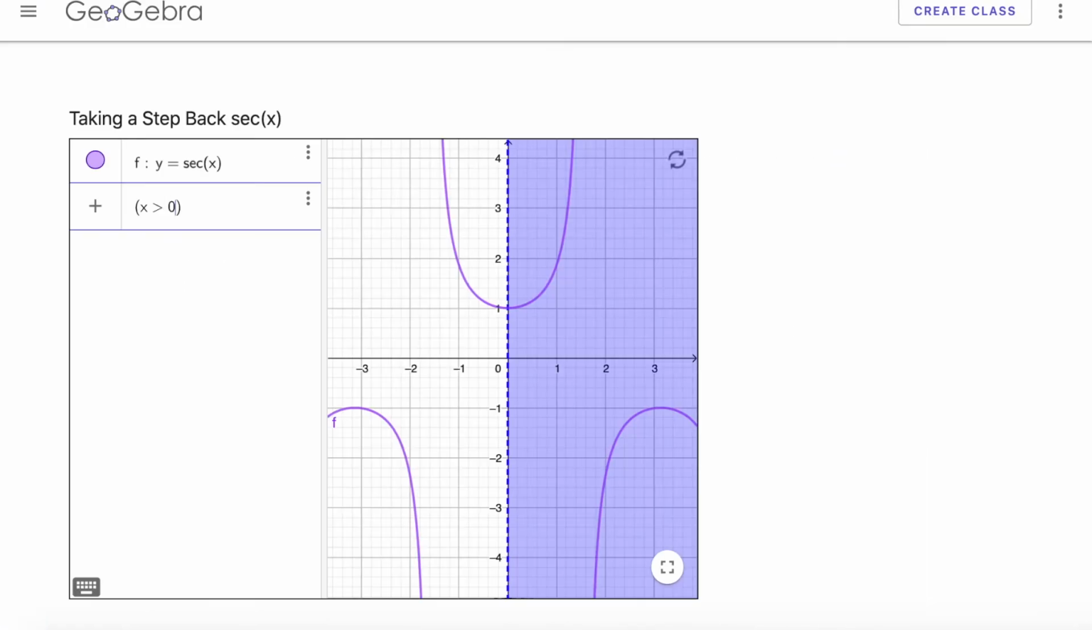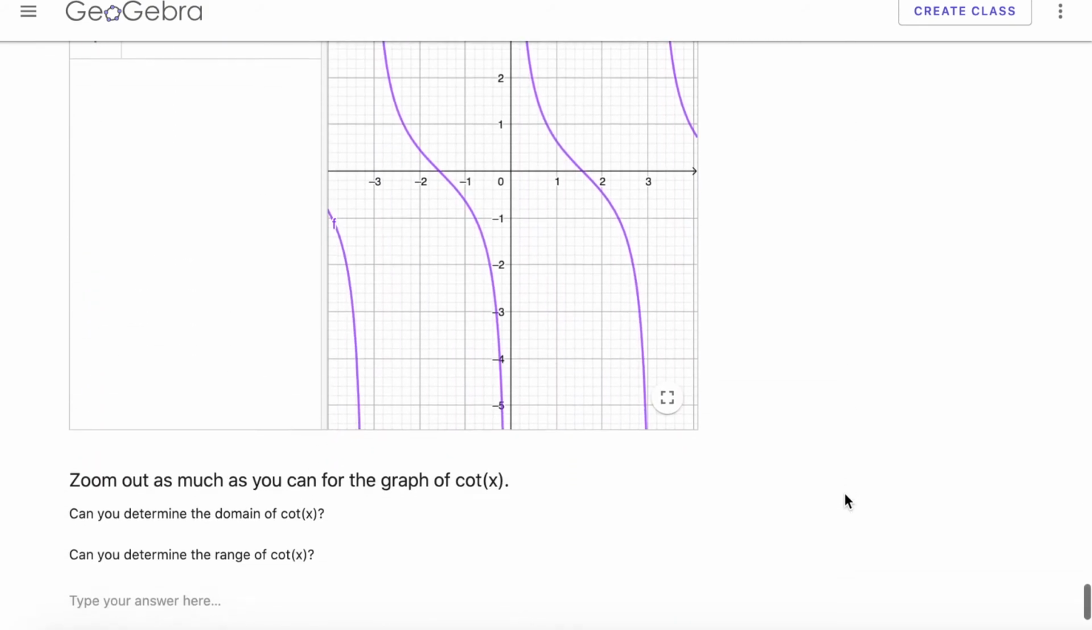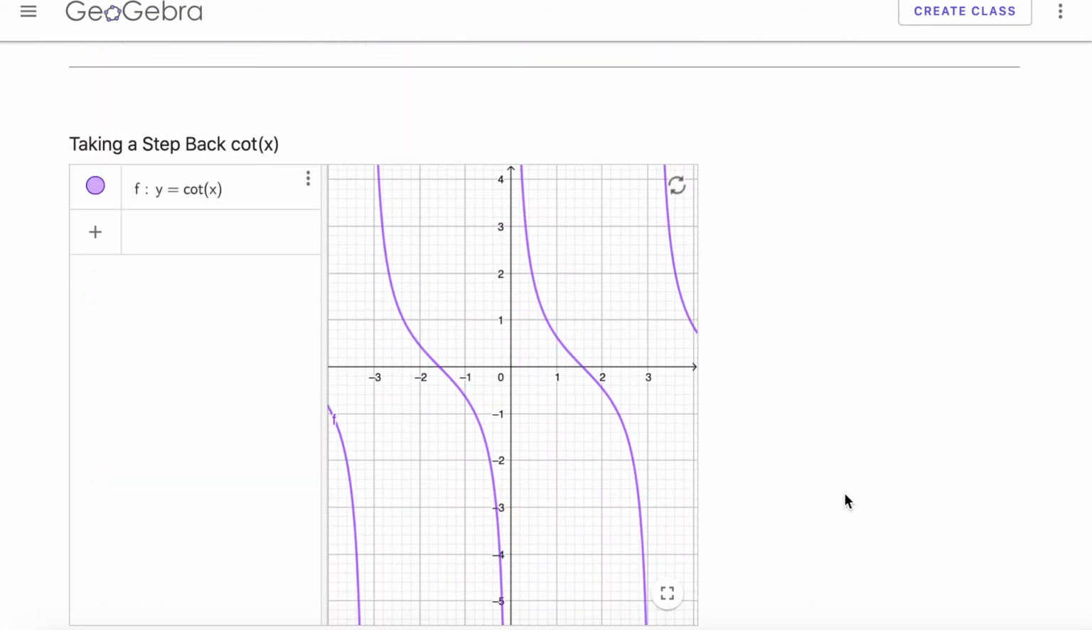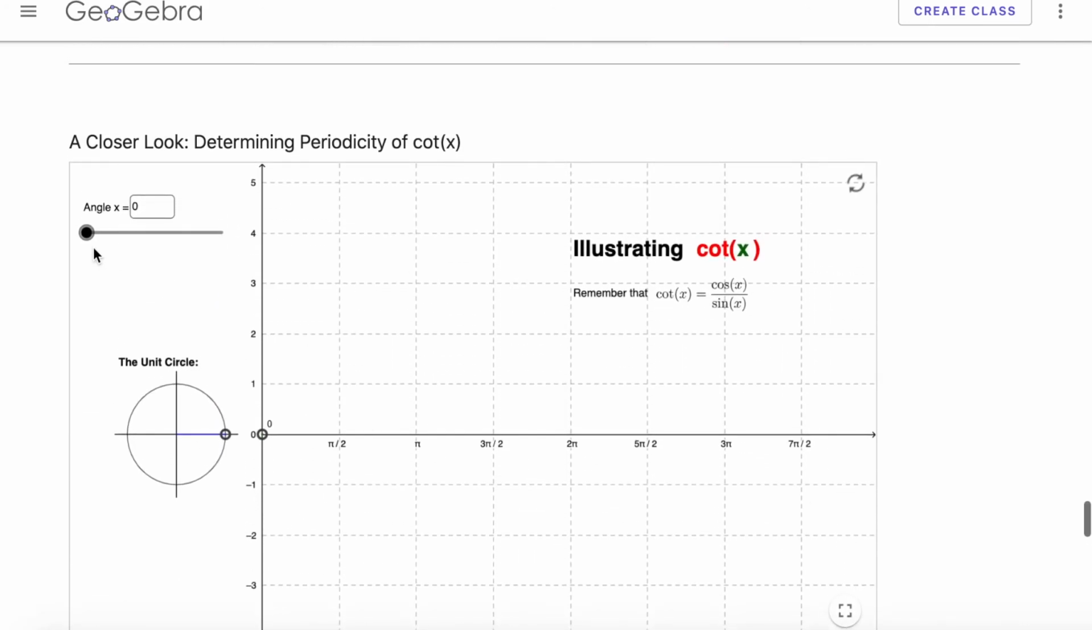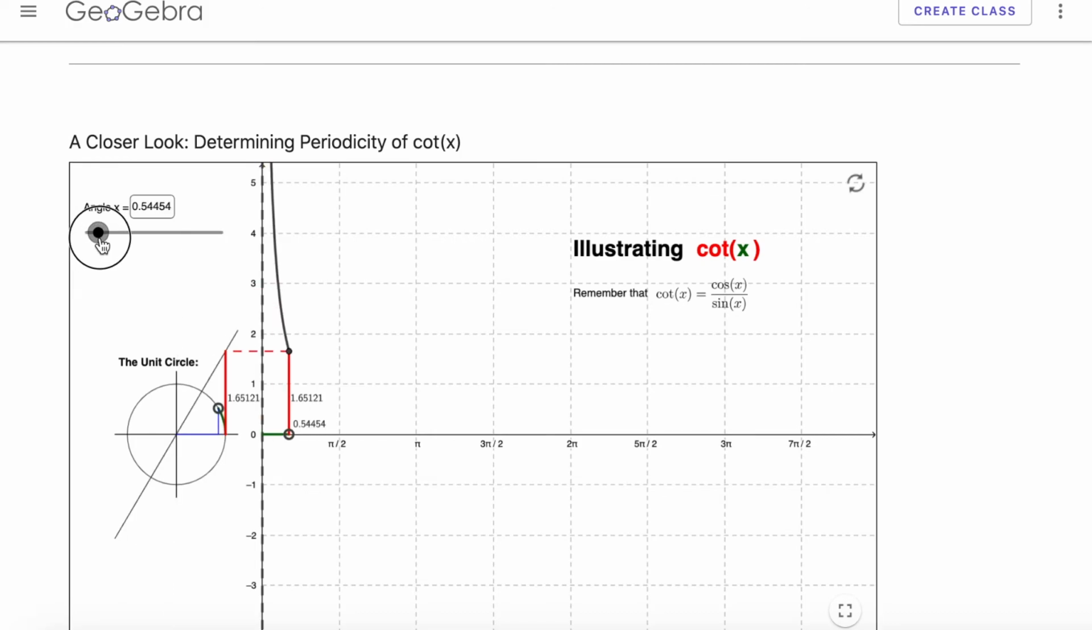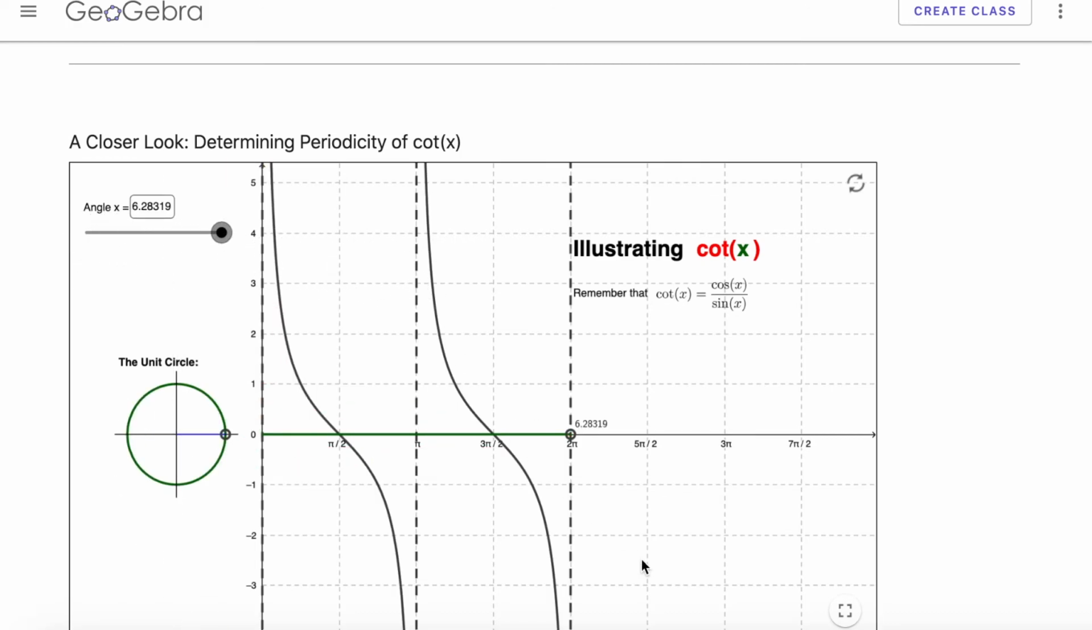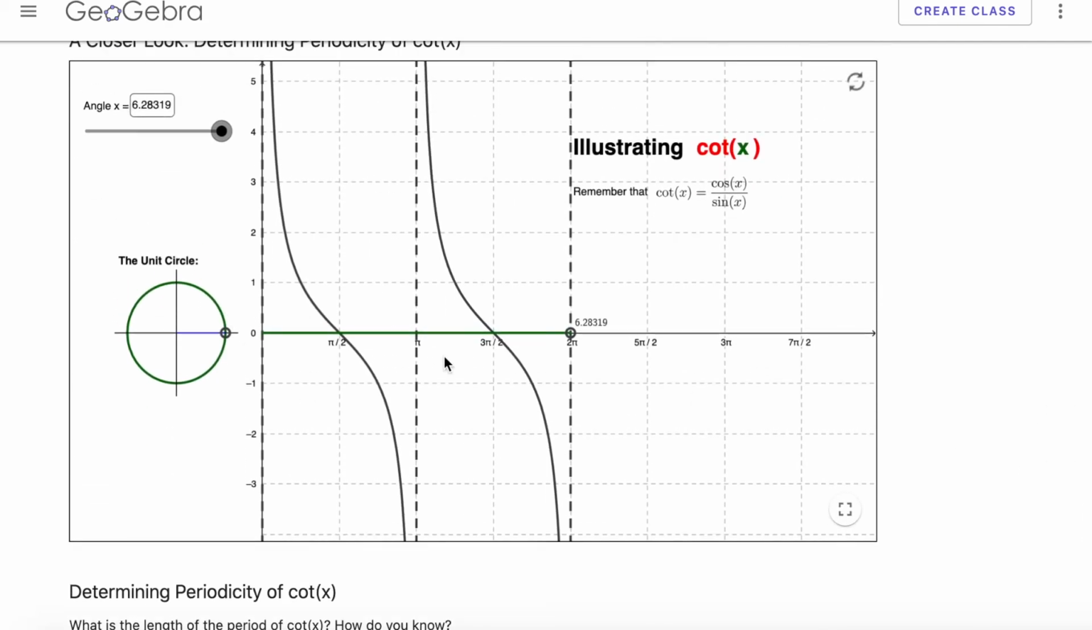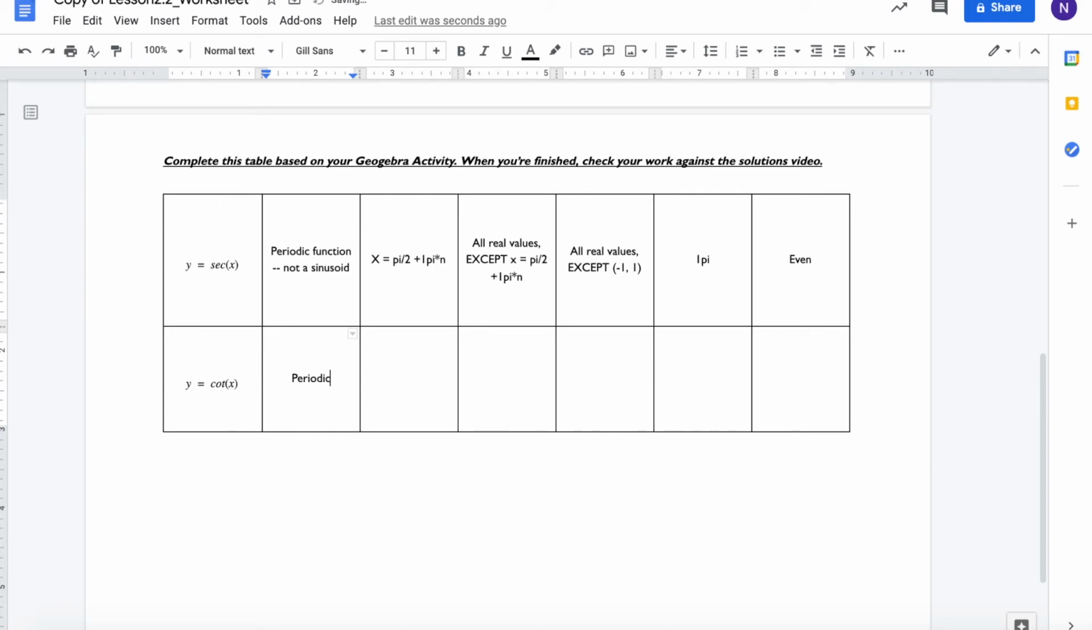Now let's look at cotangent of x. It actually looks pretty similar to tan of x, except just reversed, I guess. Let's unwrap the unit circle to see what cotangent of x looks like. Okay, we see those boundary lines once again. We have those asymptotes, and I know there's one at pi and another at 2 pi. Same kind of thing. It's a periodic function, not a sinusoid. If I take the difference between those two boundary lines, I can determine my period, and that's going to be 1 pi, because 2 pi minus 1 pi is 1 pi.